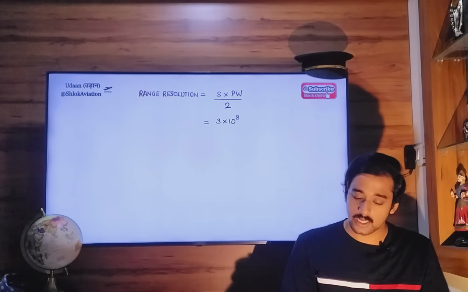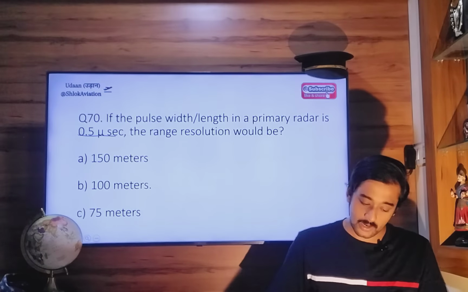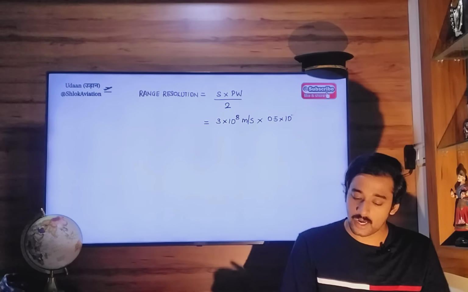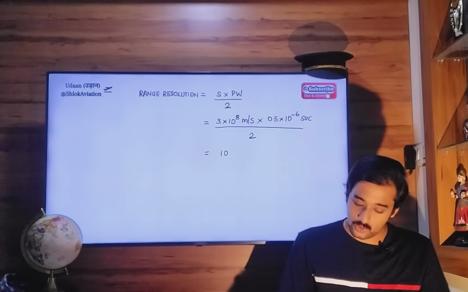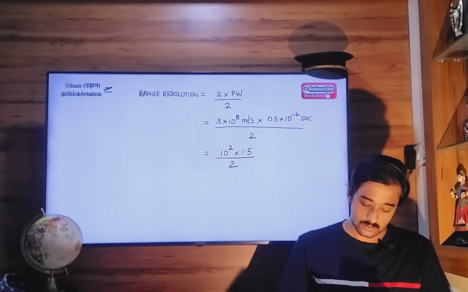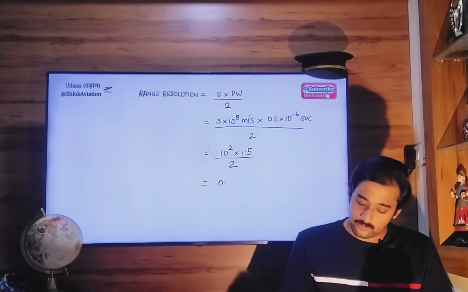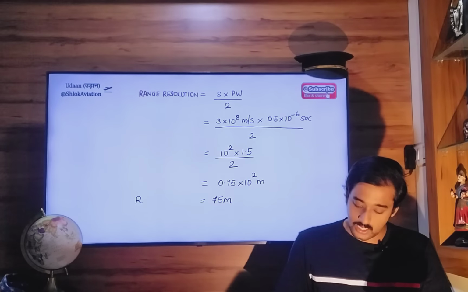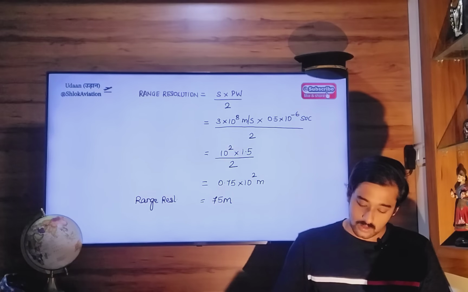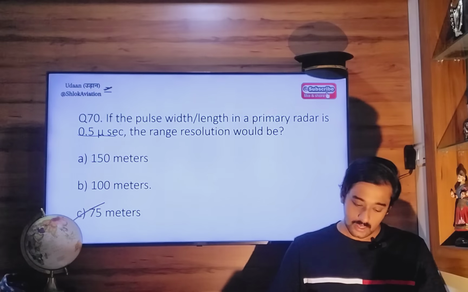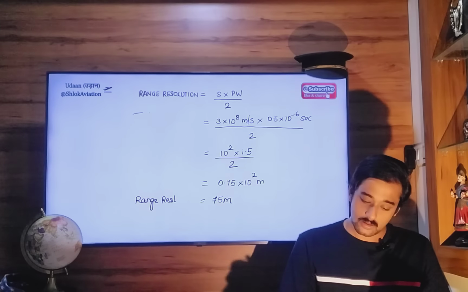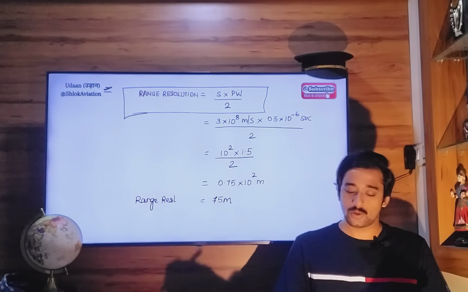So 3 into 10 raised to 8 meters per second into pulse width of 0.5 microseconds, so 10 raised to minus 6 seconds, divided by 2. So 10 raised to 2. So 1.5 divided by 2 is 0.75 into 10 raised to 2 meters. So 75 meters. So range resolution equals 75 meters. Option Charlie. Remember the formula. Speed of light into pulse width divided by 2.